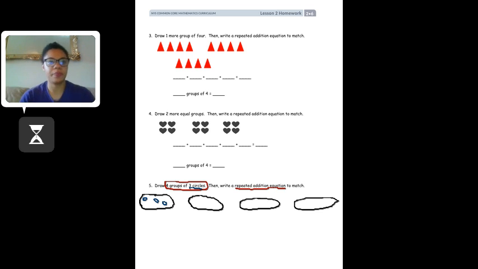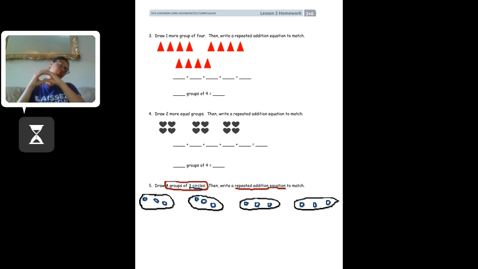Now let's go to my second group. I have 1 circle, 2 circles, 3 circles, because my question told me that each group has 3 circles in it. So now let's go to the next one. I have 1 circle, 2 circles, 3 circles. So now I have 3 circles inside each group. And then for my last one, I have 1 circle, 2 circles, 3 circles. So now I have 3 circles in each group.